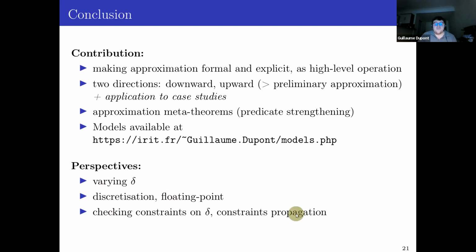And also we could use model checkers and validation tools, like Simulink, to check constraints on delta, or even guess constraints on delta, to see which condition on delta is needed for the models to be feasible.